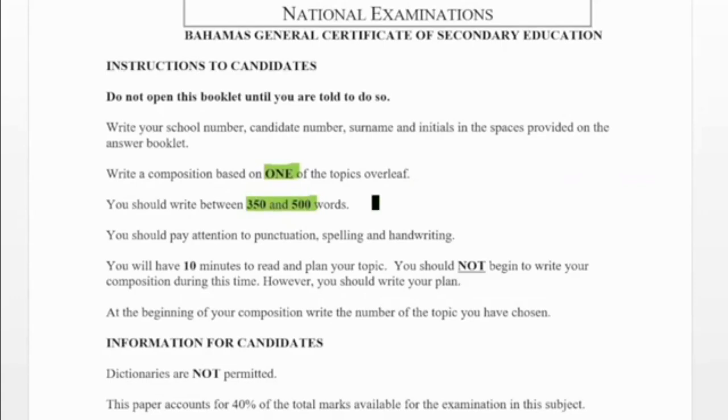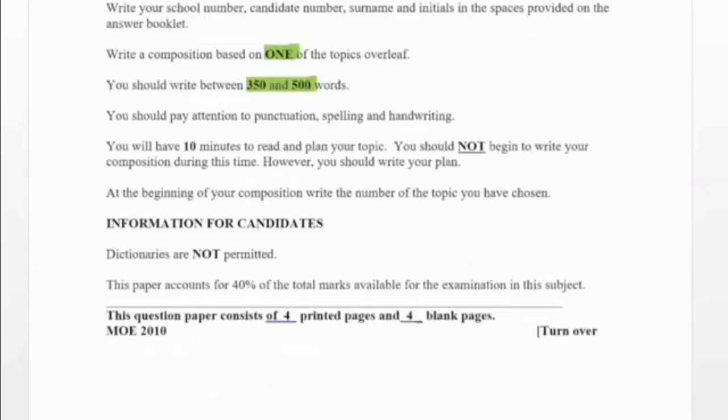You should pay attention to punctuation, spelling, and handwriting so that your ideas are expressed clearly and your examiner is able to read through them and understand them. No dictionaries are permitted in the exam. Therefore, you should study and review all vocabulary that you have been taught by your teacher. This exam is worth 40% of the marks of the entire paper.